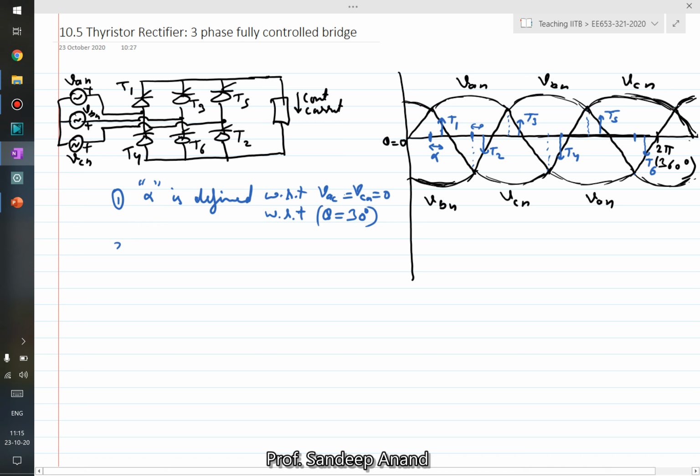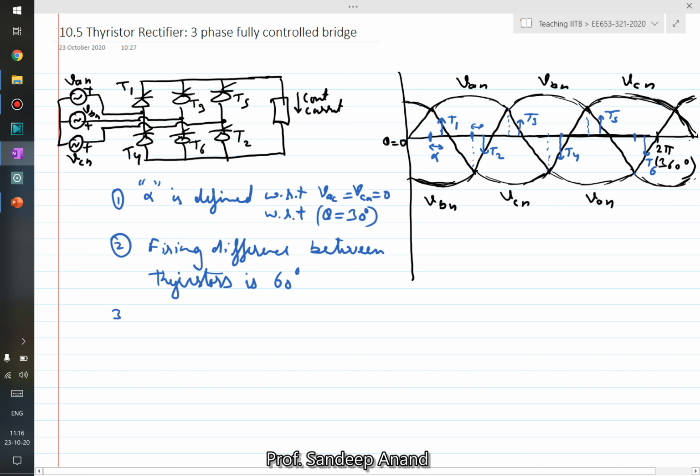The second observation is that the firing difference between thyristors is 60 degrees. So after 60 degrees, another thyristor gets fired.